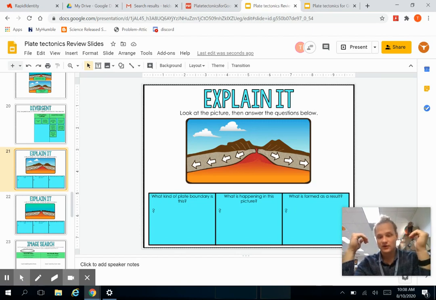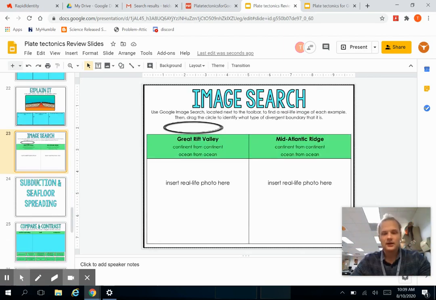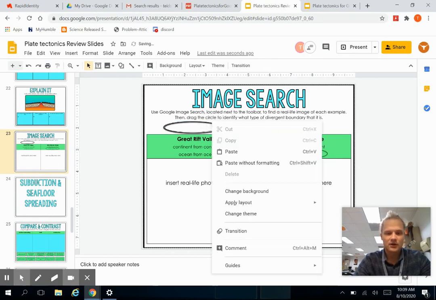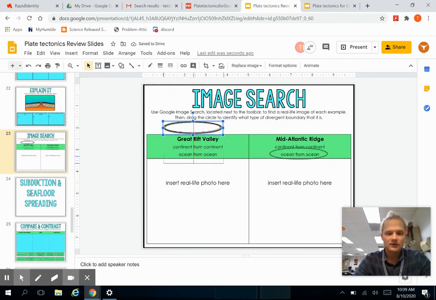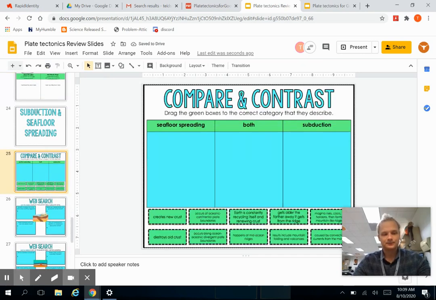As a result, what is formed? Well, two different land masses are going to be formed instead of one. We're splitting one up into two. Your Great Rift Valley, your Mid-Atlantic Ridge. Okay, your Mid-Atlantic Ridge is going to be ocean to ocean, whereas your Great Rift Valley is going to be continent. All right, make sure you find some photos of that.